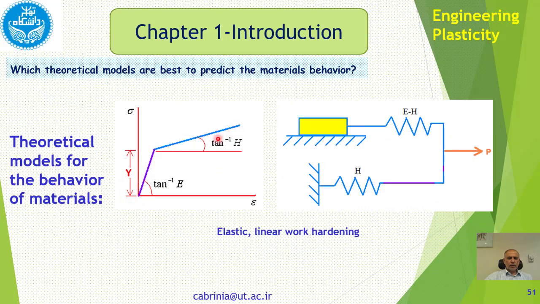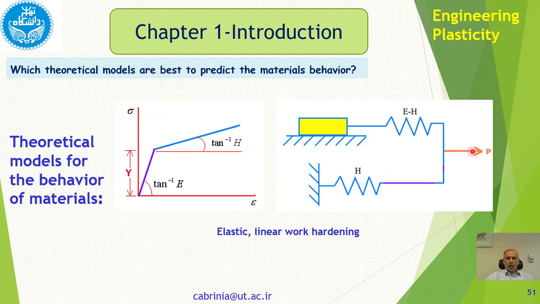Now this is more sophisticated. Here we have elastic deformation like before, but here we have plastic deformation, not perfectly plastic, but linear work hardening. In another model we can have elastic and non-linear work hardening as well, but here I have tried to show you simple models. Again here I have this block, this spring, and this spring. So block and spring are connected in series, and with this spring in parallel.